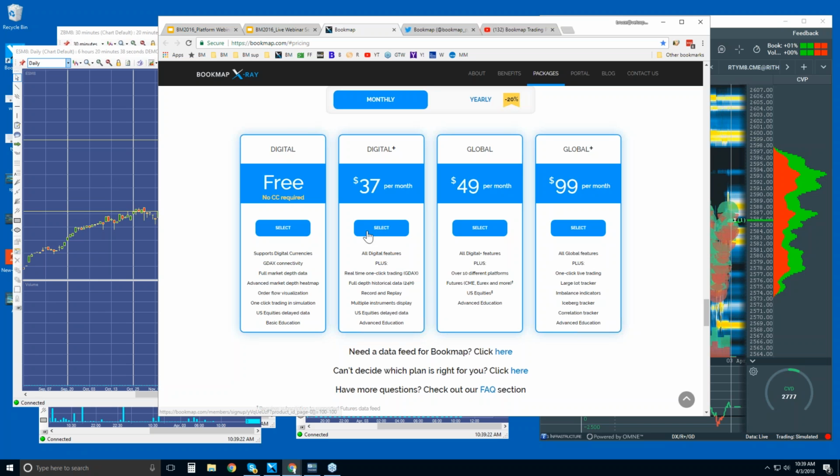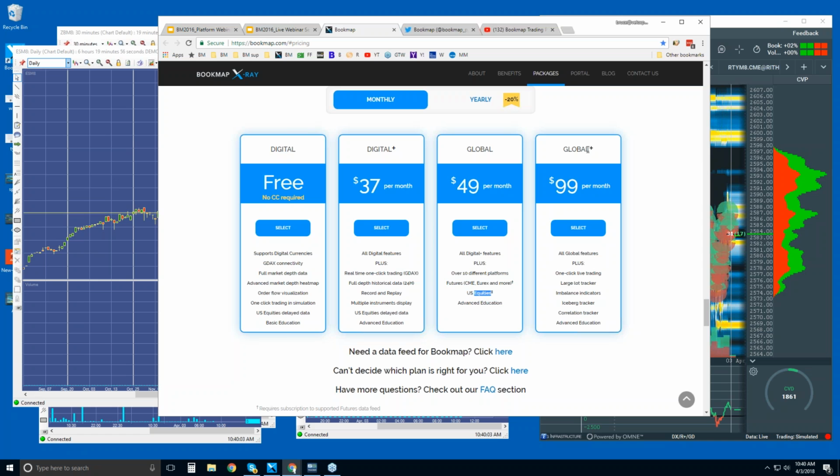Okay. Now the Digital Plus version, you get up to 20 different digital currencies at once. The data feed is free. You can record and replay your data for strategy testing. You also can trade right from the Bookmap chart into the GDAX market, and you also get the advanced education that I was mentioning earlier, which gives you access to the course as well as the advanced order flow webinars. Okay, the global version, you get the advanced education and full support, but this one allows the connectivity to the futures market and US equities with that DX feed.